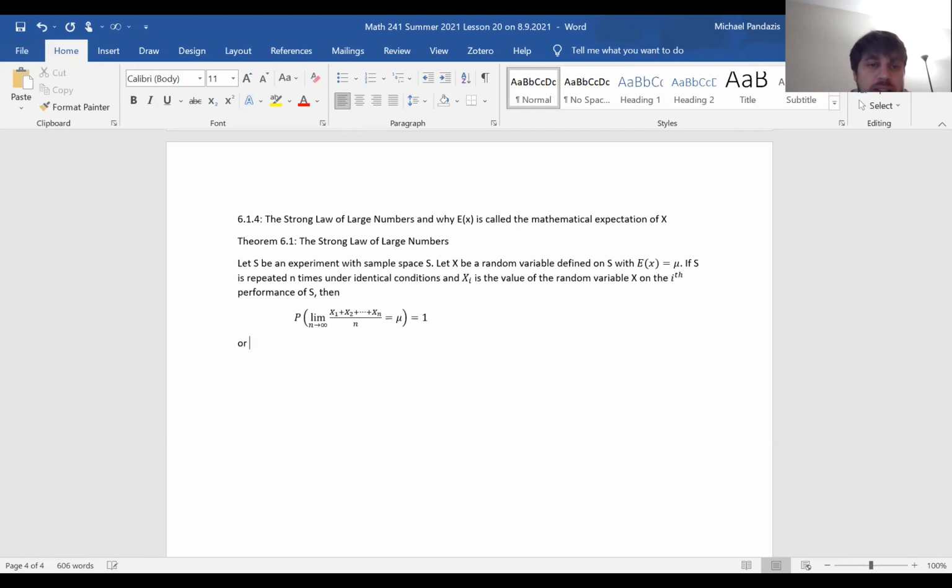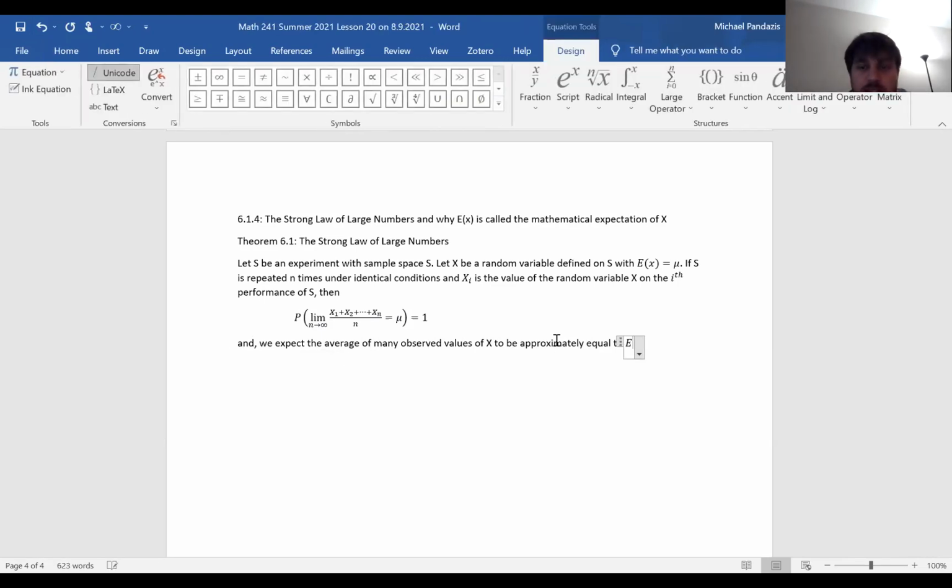And we expect the average of many observed values of capital X to be approximately equal to E of X.